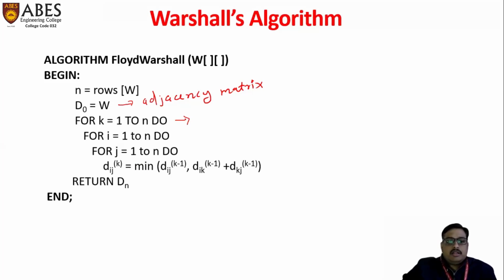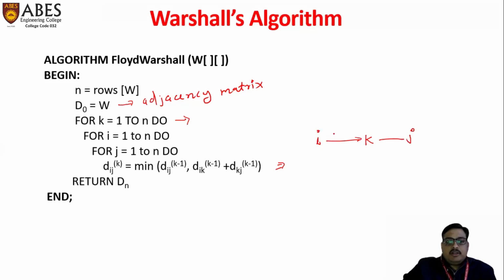For that, we have a formula: D_ij^k equals minimum of D_ij^(k-1) and D_ik^(k-1) plus D_kj^(k-1). So what is the meaning of this line? Basically, we are saying that if k is the intermediate node and we are trying to find the distance between i and j, then we take i to k and then k to j.